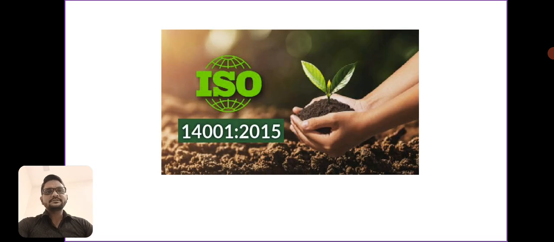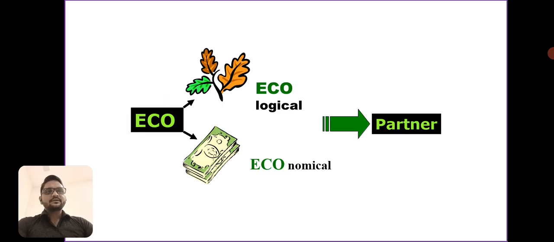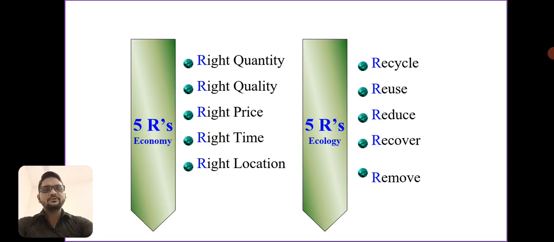Now first is ISO 14001:2015, the Environmental Management System, in which "eco" covers two terms. First is ecological, second is economical. Both are different terms. Now we are going to discuss ecological and economical in detail, that is 5R.